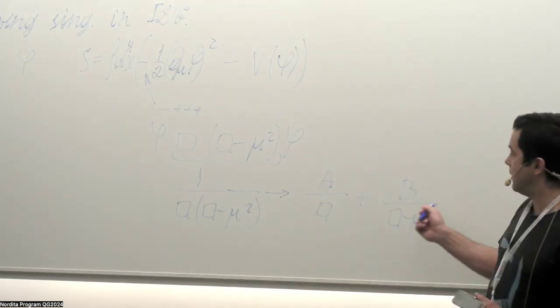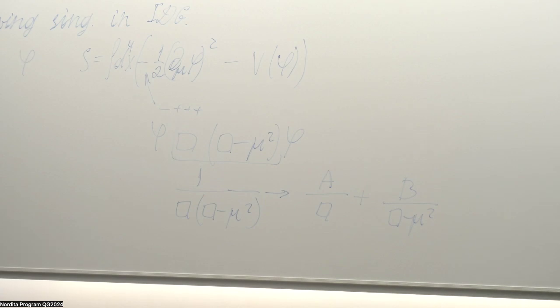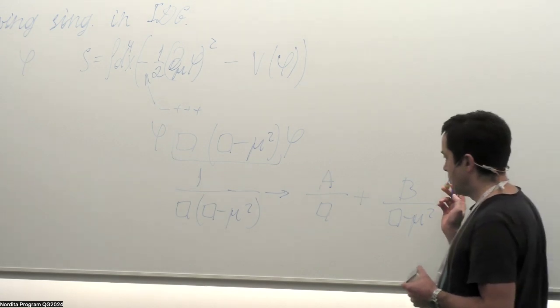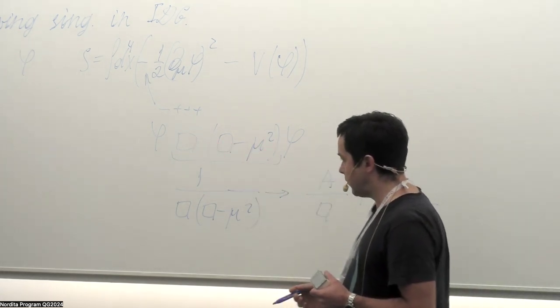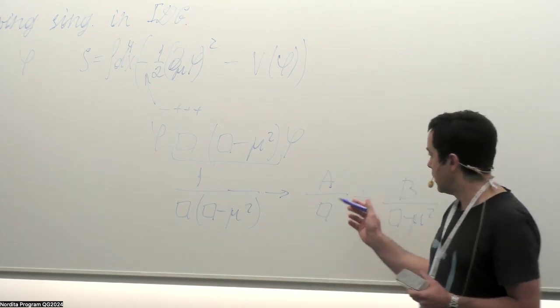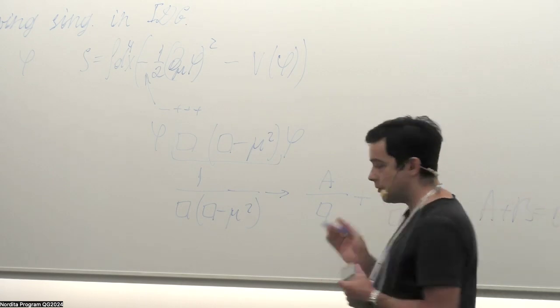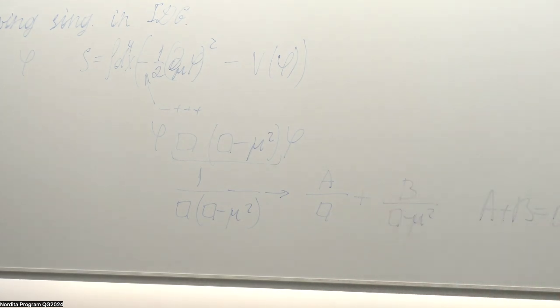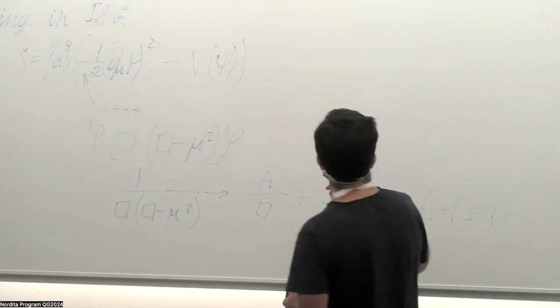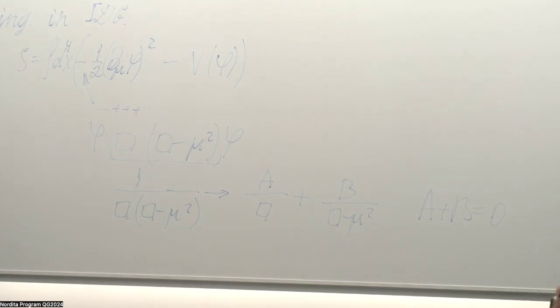And here we clearly see that either A or B should be negative. This is why we say that if there are more than 2 derivatives, there should be something wrong, because from here we conclude a very simple thing: A plus B should be equal to 0. So one of them should be negative. From here, we conclude that there is a ghost. Actually, it's not me who concluded it. It was done by Ostrogradsky in 1850. So the starting point for this consideration was made by Ostrogradsky.